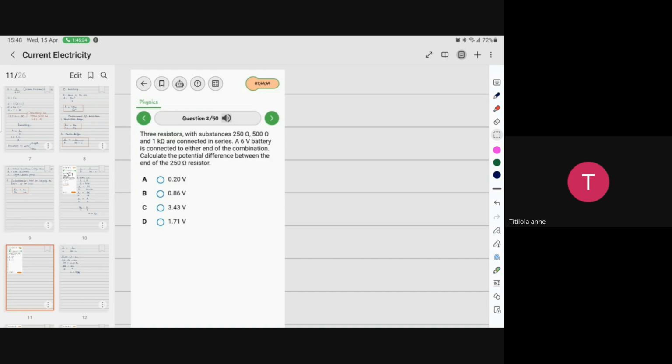Explain. Okay. So to find the R, the total resistance, I did 250 plus 500, and then they said 1 kilo ohm, I guess. So that kilo will be 1000, so I did 1000 ohms. 250 plus 500 plus 1000. My answer was 1750.